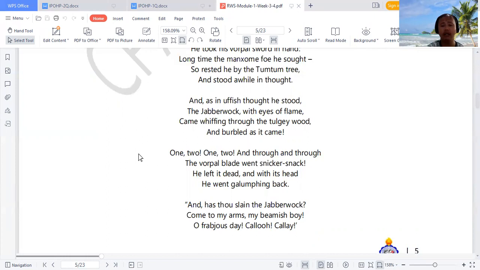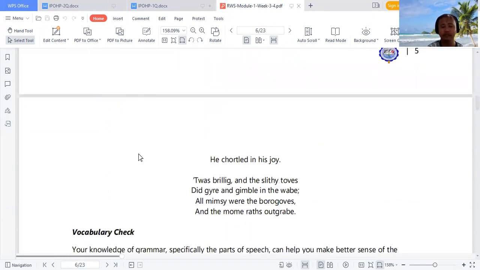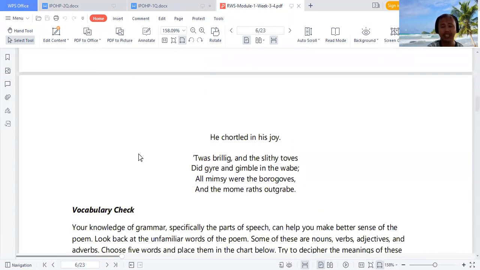Come to my arms, my beamish boy! O frabjous day! Callooh! Callay! He chortled in his joy. 'Twas brillig, and the slithy toves did gyre and gimble in the wabe; all mimsy were the borogoves, and the mome raths outgrabe.